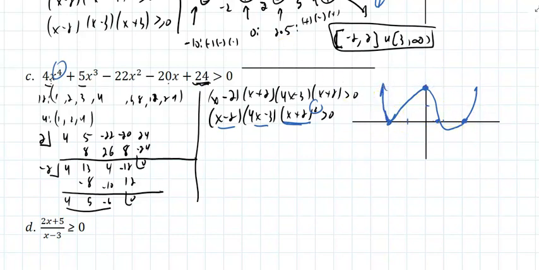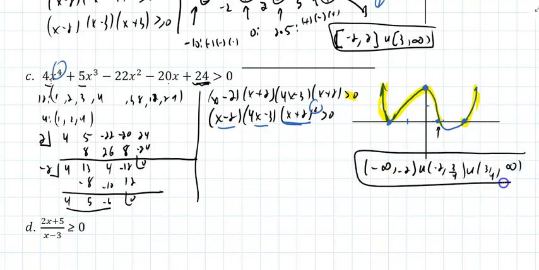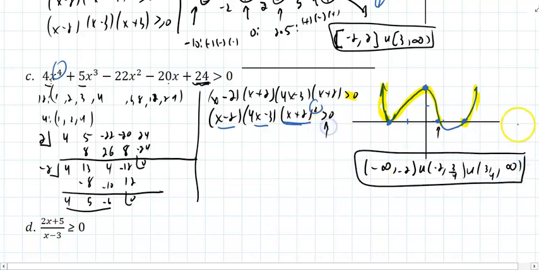Okay, where is this graph greater than 0? It is from negative infinity to negative 2, union with negative 2 all the way to 3/4, union with 3/4 all the way to infinity. The reason it's parentheses is because none of these are included. If you want to make a test line, that's fine.